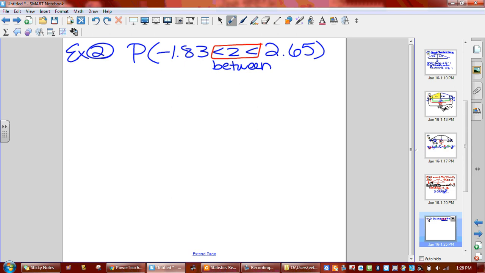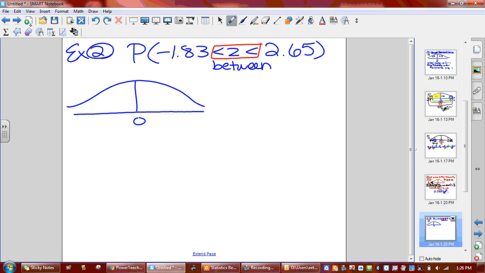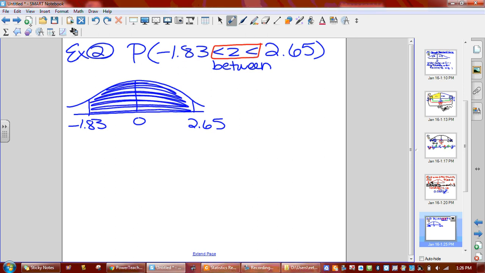So we would draw our diagram: locate your 0, locate your -1.83, locate your 2.65. Now remember, that's a ton of data in there. You should be over 70% at least, right? Because we've covered the 68% easy from -1 to +1, and we're almost at -2, +2, which is 95%. So it should be in the 90s. Let's see what we get for an area.